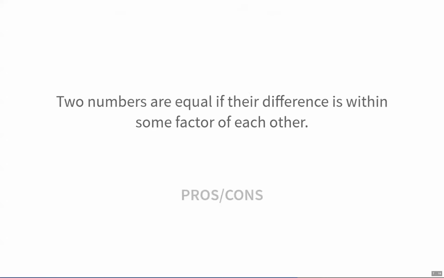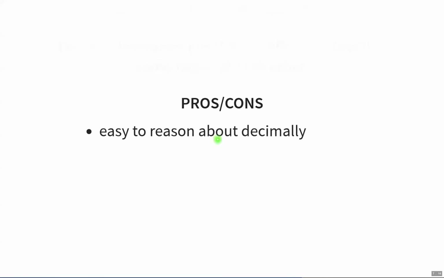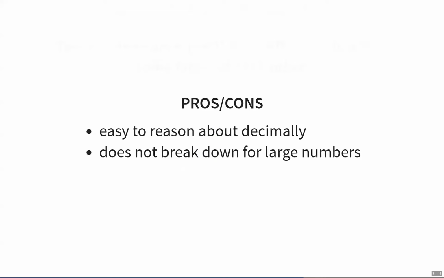This is just a detail. Now, the advantage is that this is, again, easy to reason about decimally. If I set my epsilon to 0.05, then I am saying these two numbers must be within 5% of each other. This is easy. And it does not break down for large numbers. I can easily say 5% of 20 million in floats. I will get a meaningful result.